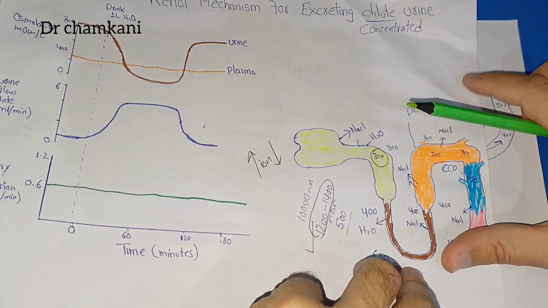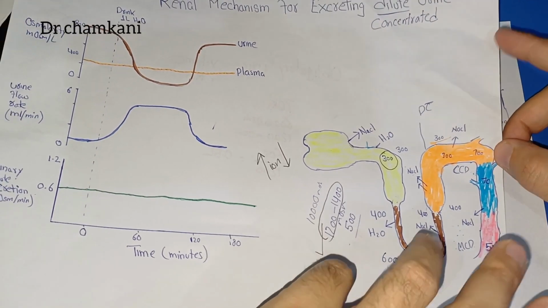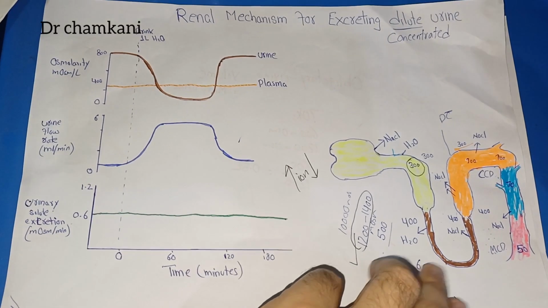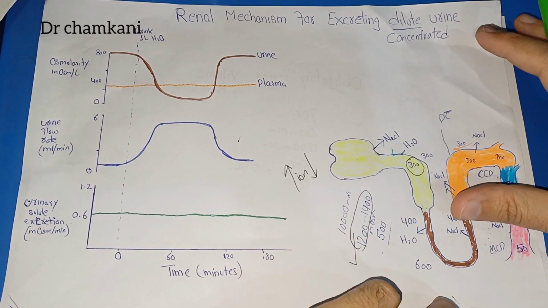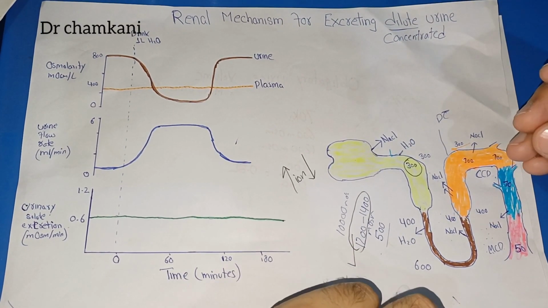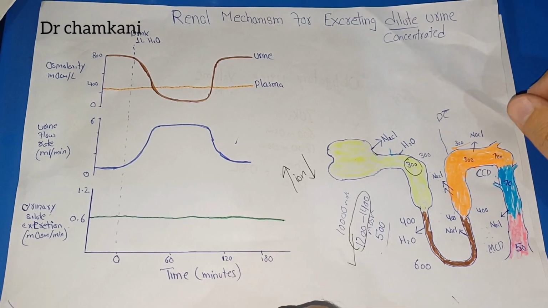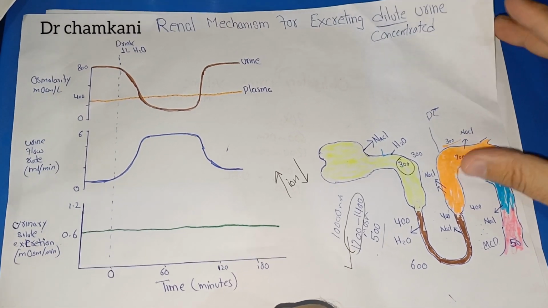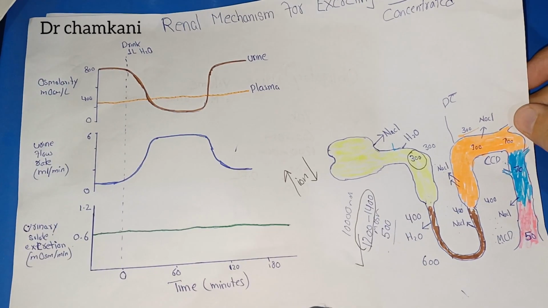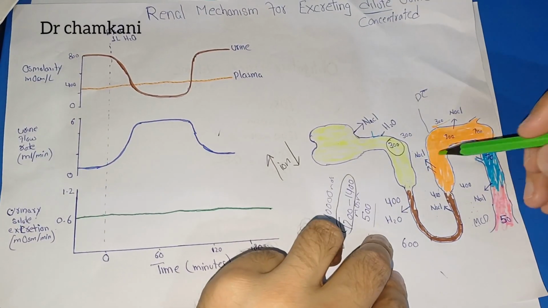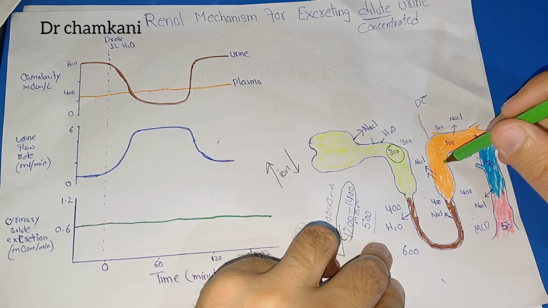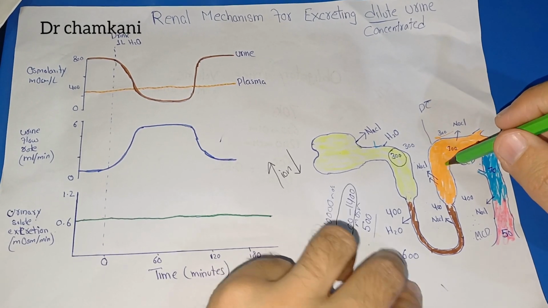Now this is the usual mechanism, and this simple thing has been explained so many times with reference to different topics and different actions of different hormones which act on different parts of the nephron. Now let's come to the countercurrent multiplier mechanism. To understand it, we need to understand a few basic things.